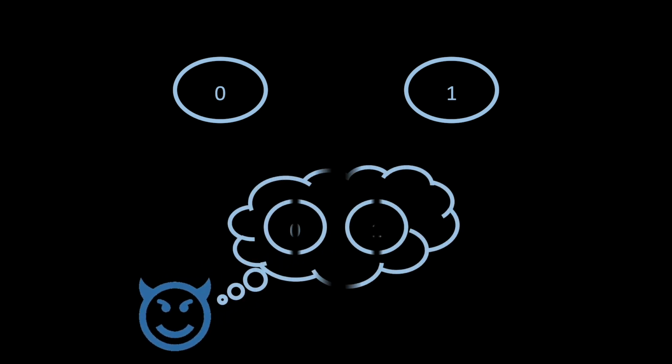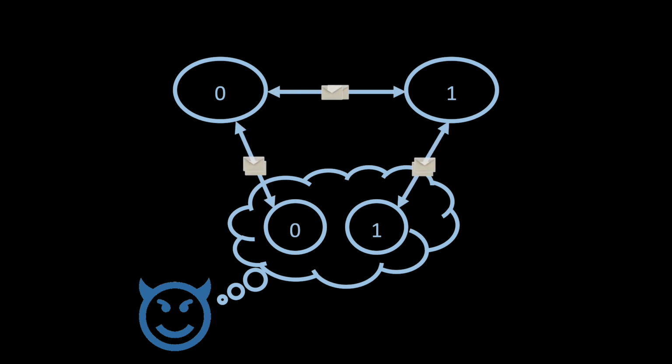We may look at 3 nodes: a correct node with input 0, a correct node with input 1, and a Byzantine node. The Byzantine node will act like a correct node with input 0 towards the correct node with input 0. It will also act like a correct node with input 1 towards the correct node with input 1.